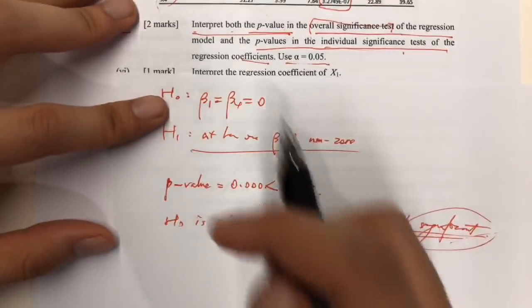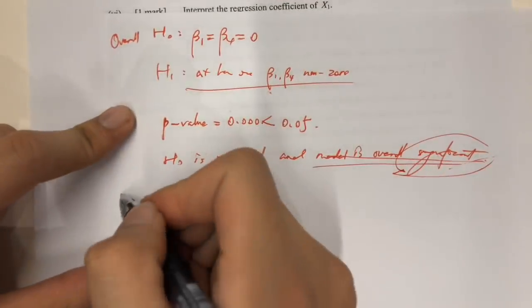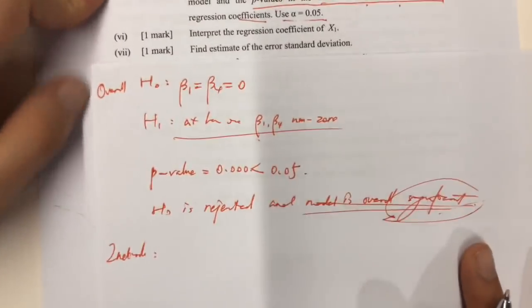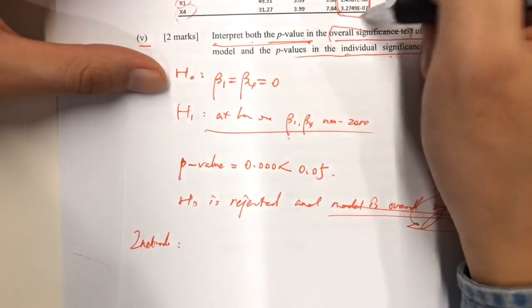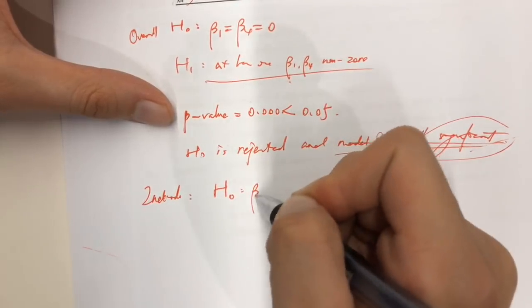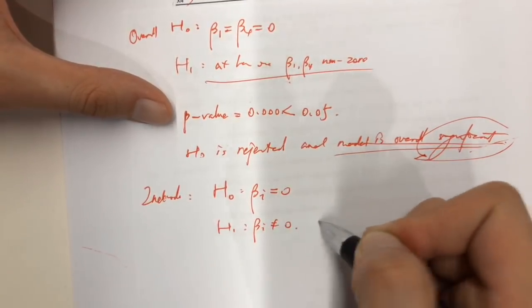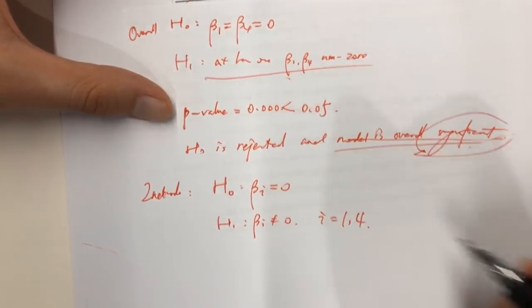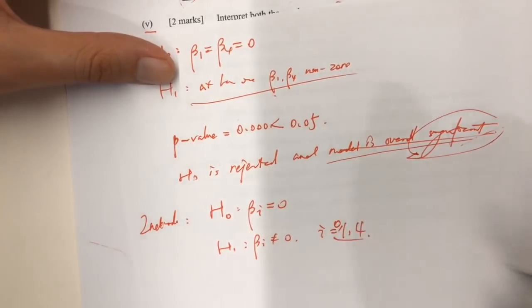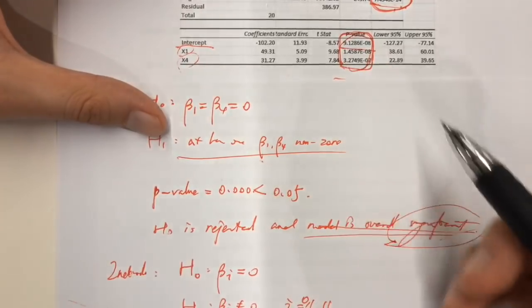Now, we still need to interpret the p-values in the individual significance test. So that was the overall significance test. For the individual significance test, we look at all those p-values. We just state one null hypothesis, which is beta i equals 0. The alternative is beta i not equal to 0. i can be equal to 1 or 4. Actually 0 can also be included here, because we can also test the intercept, which is beta 0.